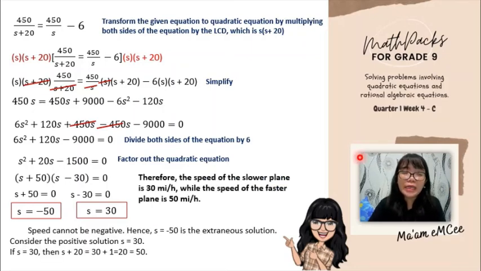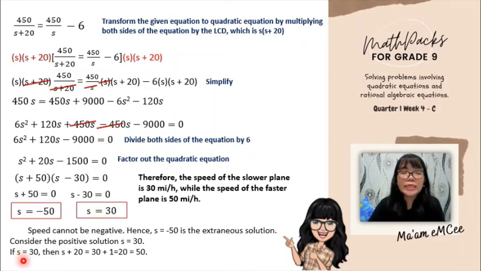But then again, speed cannot be negative. So we disregard negative 50 as the solution. So negative 50 then is our extraneous solution because we cannot have our speed to be negative. So we consider only the positive solution, which is positive 30. So s now is positive 30, and that s is the speed of our slower lane.